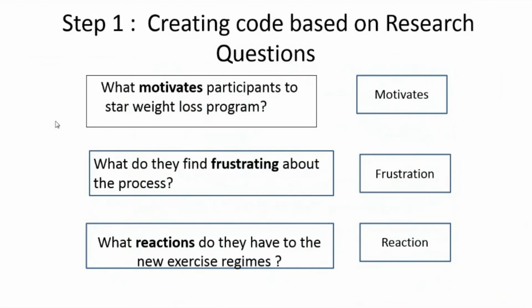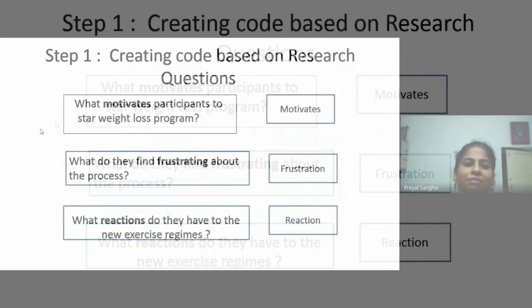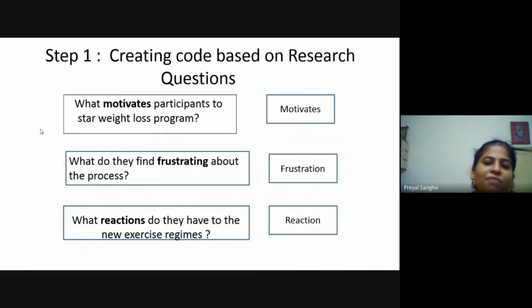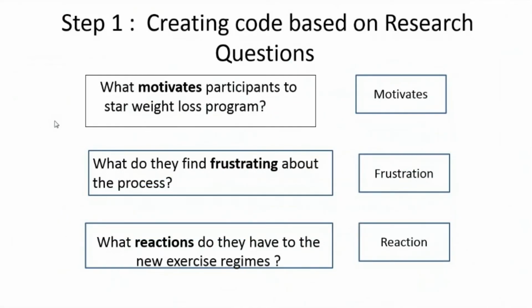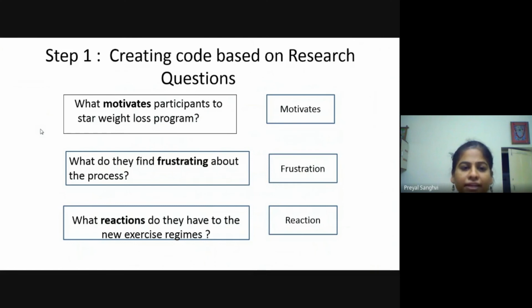So here we have asked this kind of research question. The first research question is, what motivates the participants to start a weight loss program? So basically, here motivate is a code. We are emphasizing that we want to understand the motivation of people to start the weight loss program. That's why we have mentioned the code as motivate. The second question is, what do they find frustrating about the process? Here the emphasis is that we want to understand what factors are frustrating the customer.